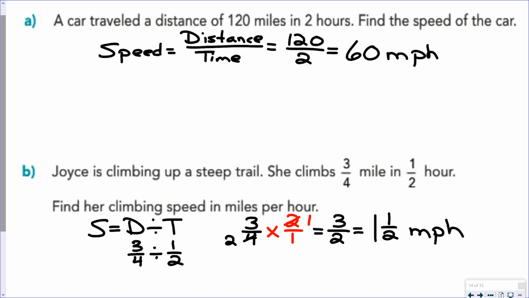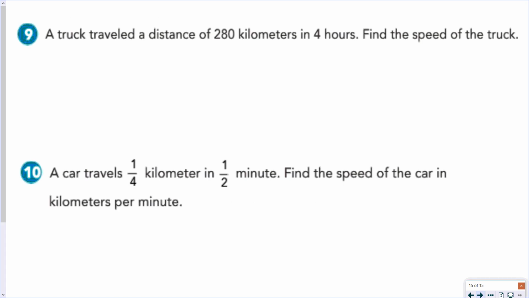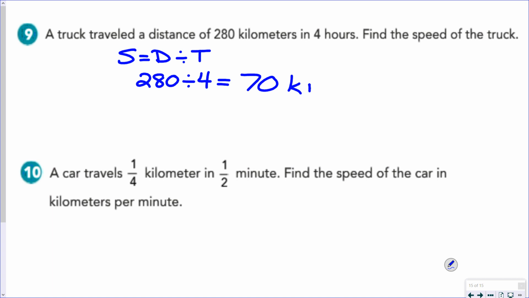And it's important to note that speed is not always going to be miles per hour, so make sure you're aware of what your labels are. And so for our final ones here today, we have a truck traveling a distance of 280 kilometers in 4 hours. So again, speed equals distance divided by time. Our distance was 280 kilometers. Our time was 4 hours. 280 divided by 4 would be 70 kilometers per hour. So we're going to switch it from an MPH to a KPH.